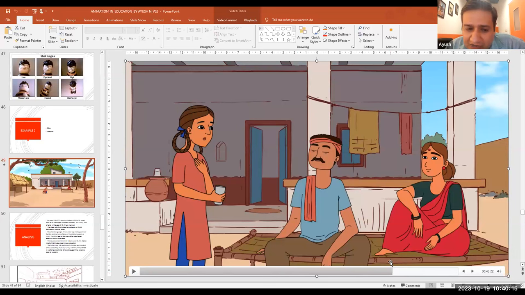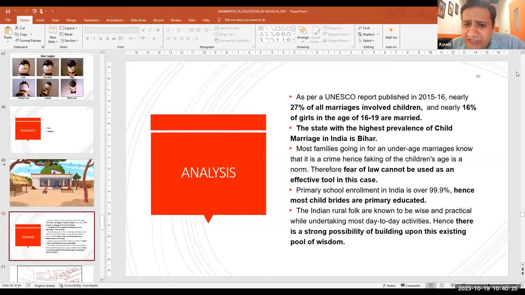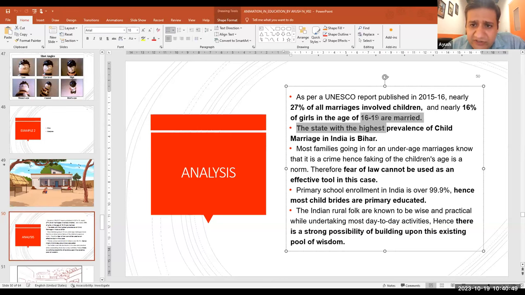Now, how did we go about making this? The kind of research that is required is something like this. Firstly, we realized who are the people we are speaking to, and what kind of communities are marrying off their girls early. We realized that just about 16% of the girls in the age of 16 to 19 are married, and most of it is in the state of Bihar. And this is important: most of the families were doing it knowing that this is a crime.